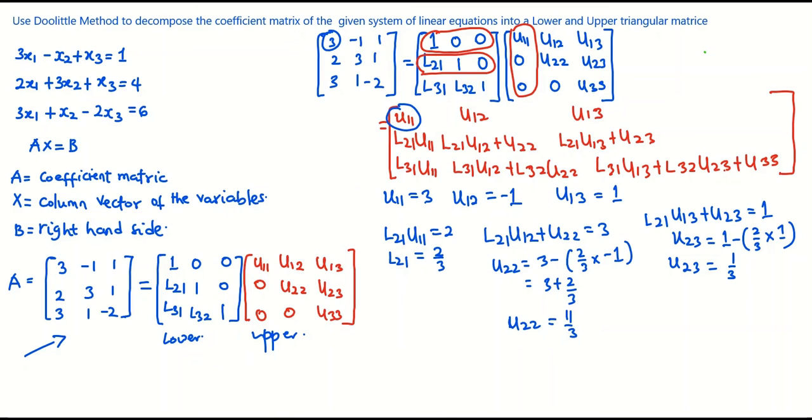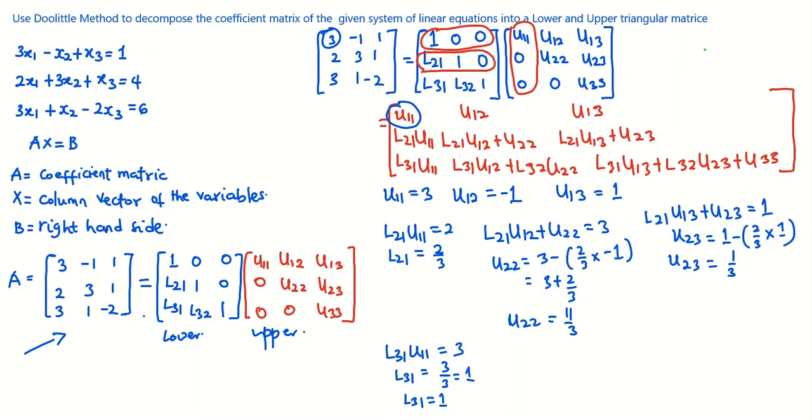Now let's go to the last row. For the last row, we have L31 multiplying u11, and this should be equal to 3. We know u11, so we're going to get L31 to be equal to 3 over u11, which is 3. So L31 is equal to 1. Now let's look at the next element.